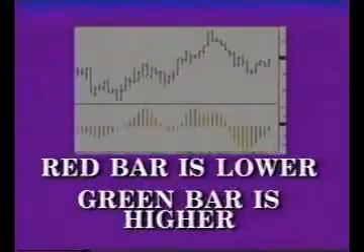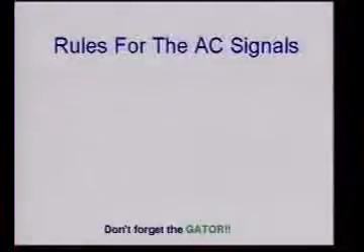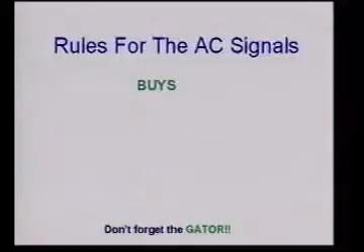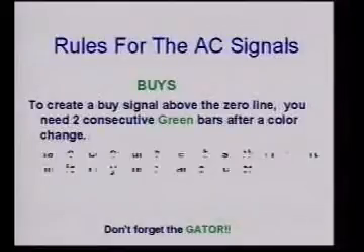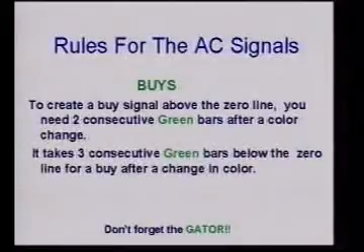Again, like the AO, the AC is going to have red and green bars. Red will mean it's lower than the previous bar. Green will mean that it's higher. So now let's go ahead and go through our rules. So for the buys, to create a buy signal above the zero line, you need 2 consecutive green bars after a color change. And we're talking about color change. You must have the color change. Don't forget it. If you want to have a buy below zero, it's going to take 3 consecutive green bars.